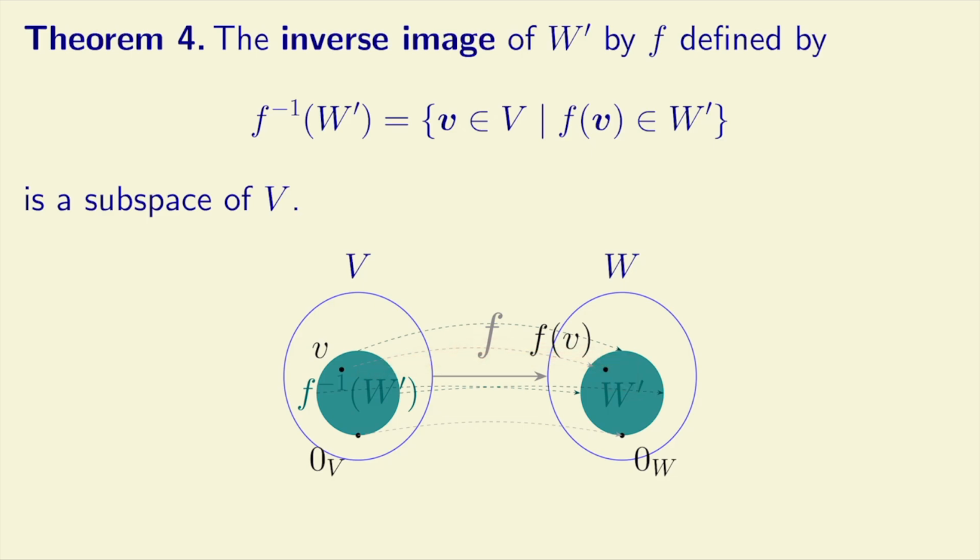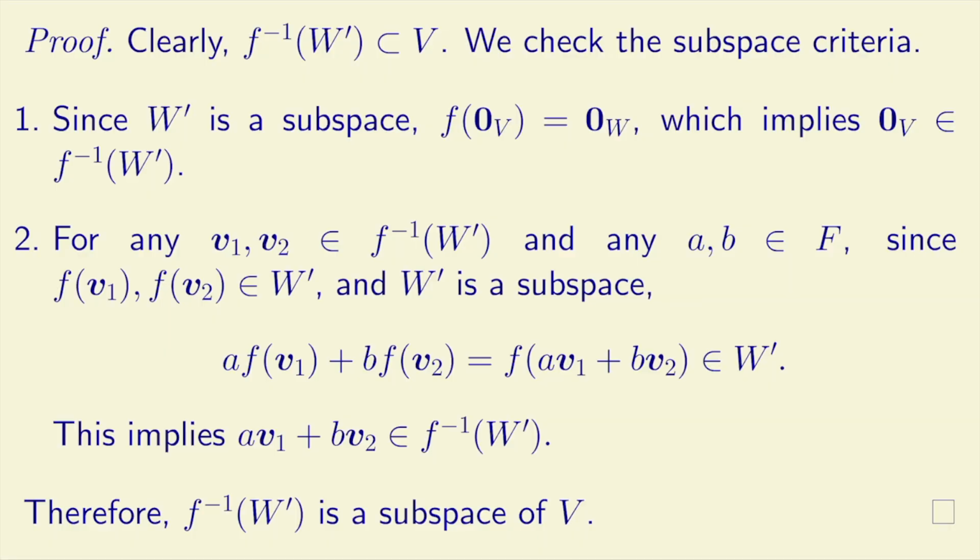And the theorem says that this set, f to the negative 1 of w prime, is also a subspace. Why is that? The proof on the next page shows how it satisfies the subspace criteria. The proof is similar to the last one. We just need to check the two subspace criteria.